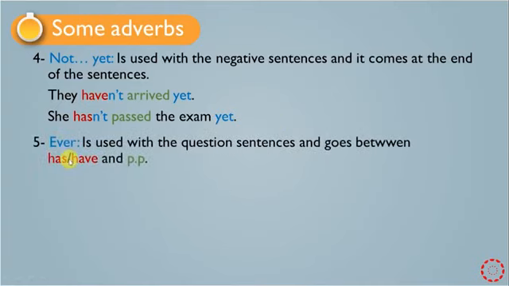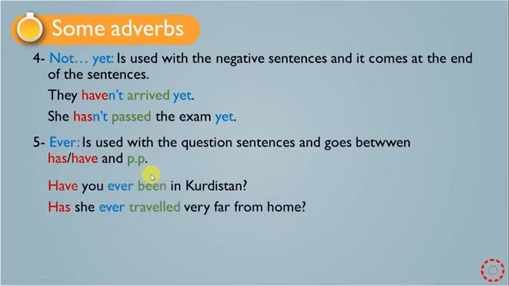We have another adverb, which is ever. Ever is used with the question sentence and goes between has or have and the past participle of the verb. Have you ever been in Kurdistan? We have here, and ever goes between have and past participle, which is been here. The second example, has she ever traveled very far from home?